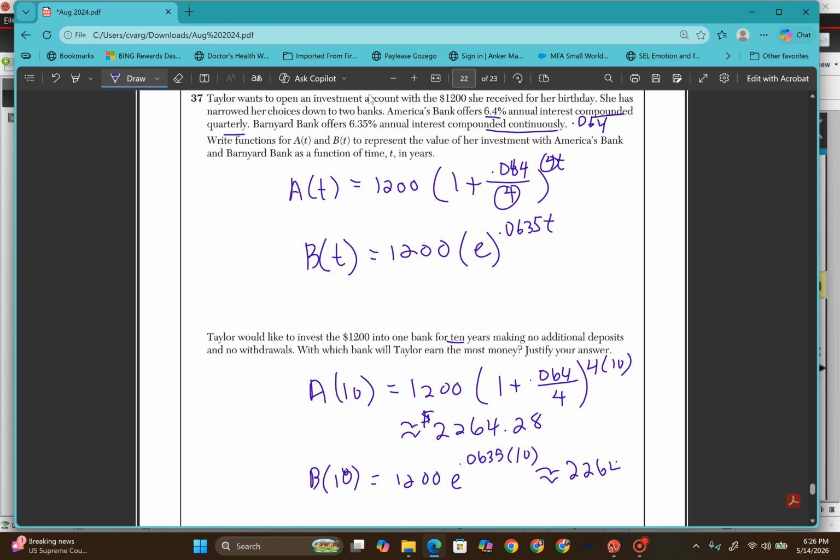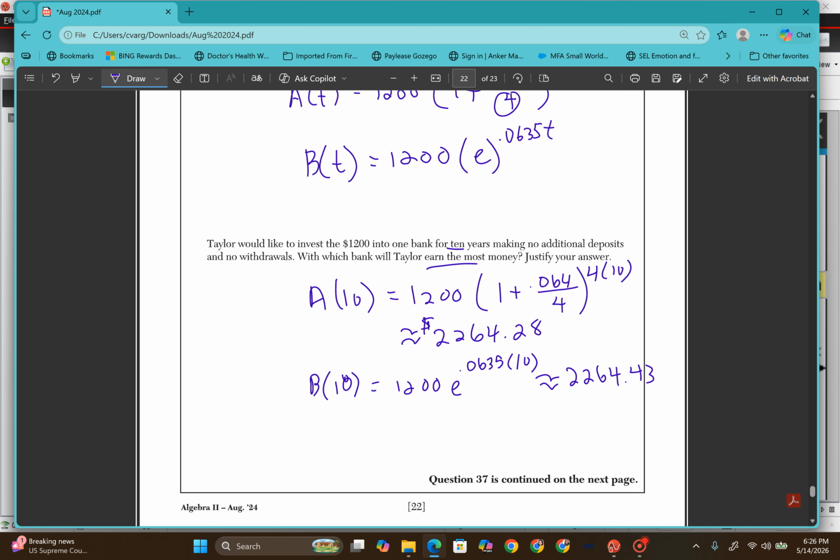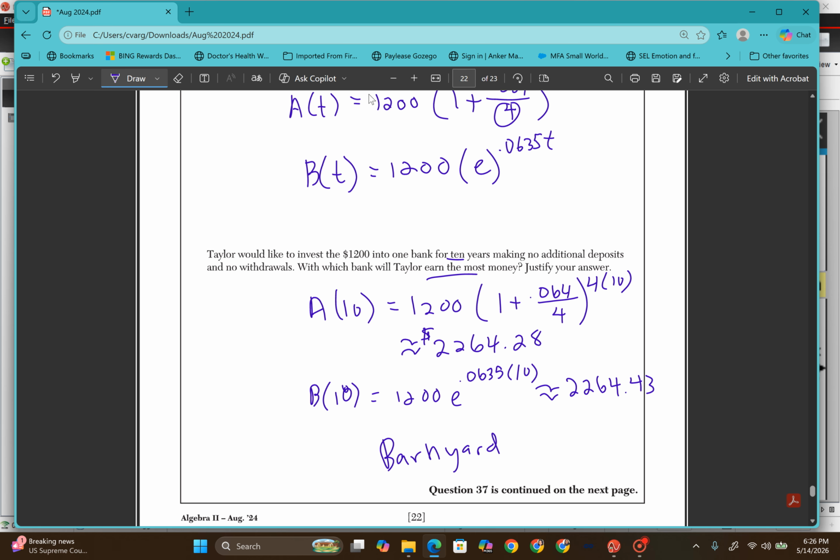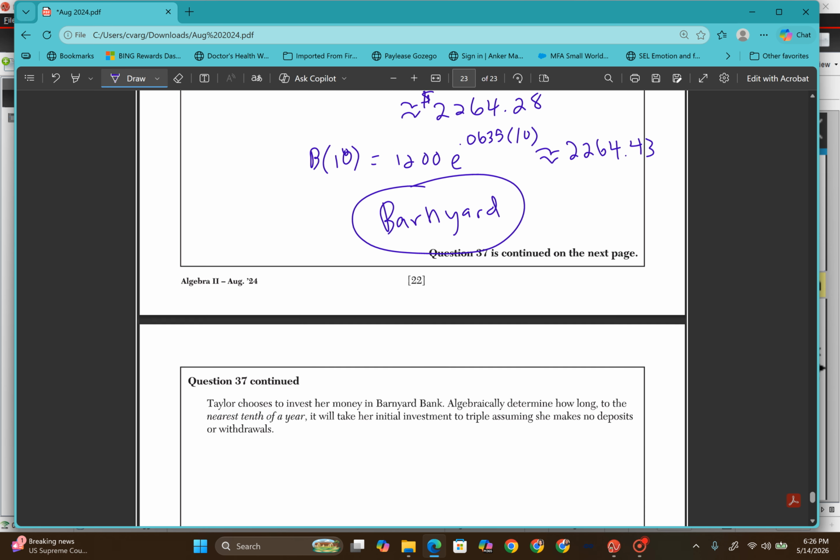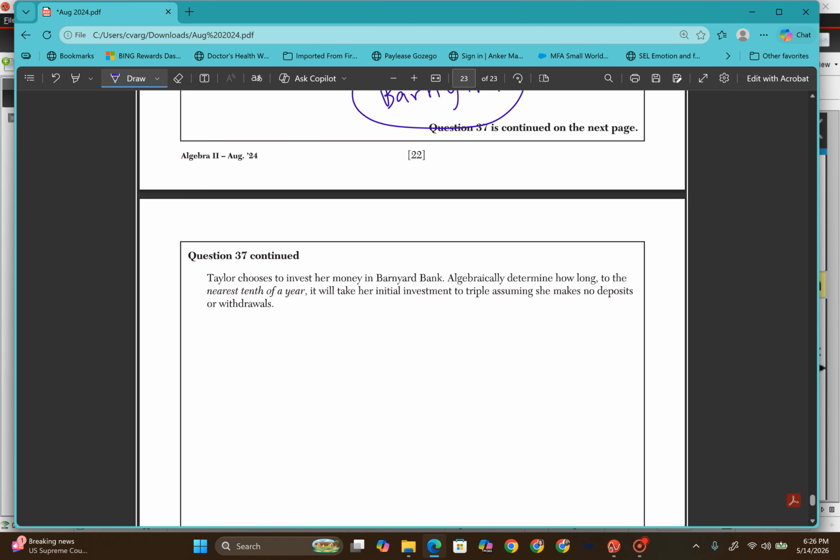2264.43. So which one is more money? Not by a lot, but whatever. Barnyard is going to be the better bank. And that's the justification. All right. Last part. So Taylor chooses to invest in Barnyard. Cool. Algebraically to the nearest tenth, how long will it take her initial investment to triple?